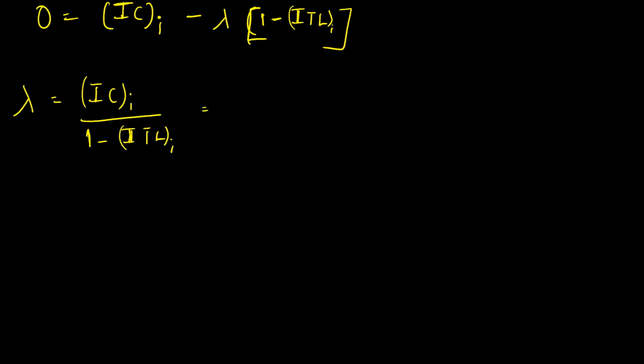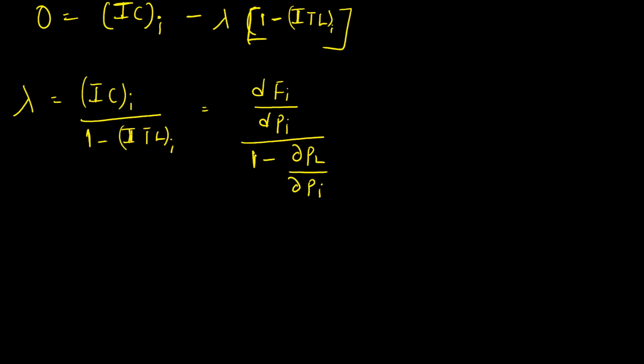That is dFi by dPi divided by 1 minus dou PL by dou Pi. So this is the lambda. Understand? This should be satisfied for all the units.